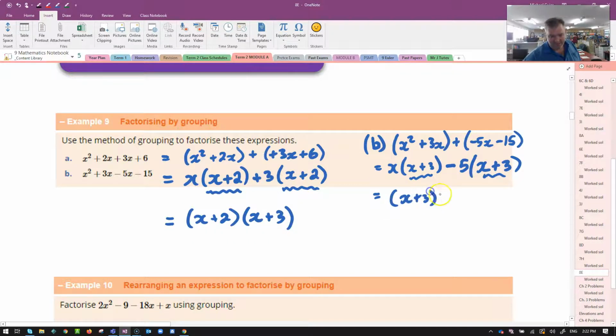x plus 3 is my common factor. Remaining terms from the first bit is an x, and from the second part is a negative 5. And there you have it, x plus 3 multiplied by x minus 5.